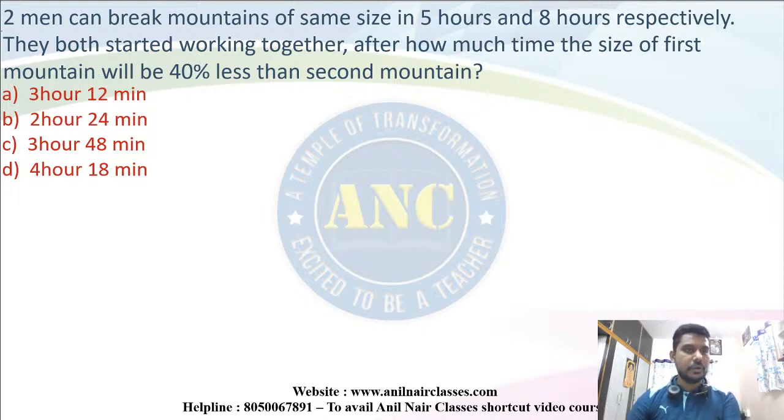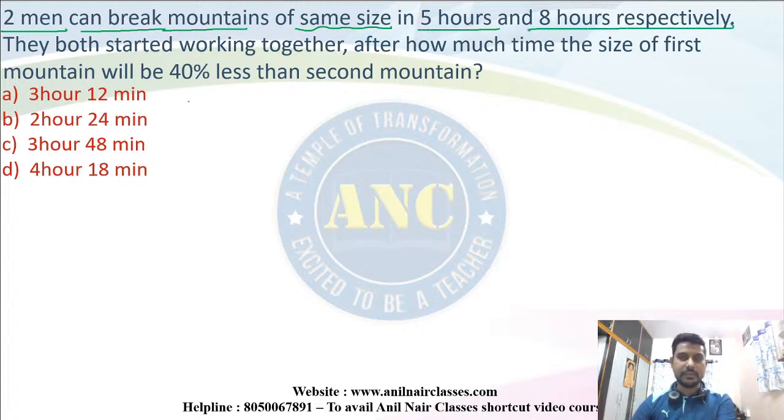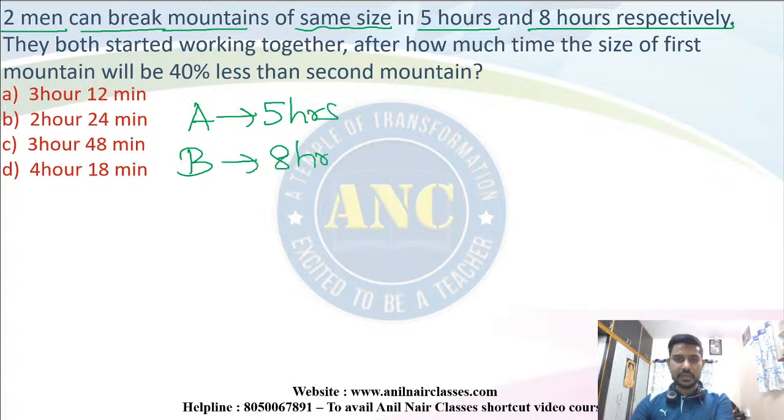Now see this question. Two men can break mountains of same size. That means there are two mountains. First mountain and second mountain, they are of same size. And two men can break it in 5 hours and 8 hours respectively. So let us take those two people as A and B for example. A will finish off breaking the mountain in 5 hours. B will finish off breaking the mountain in 8 hours.